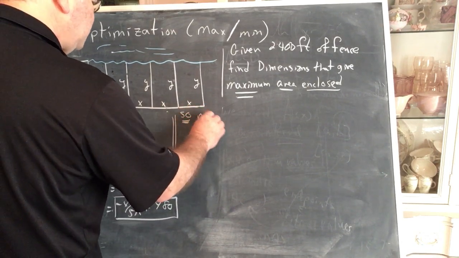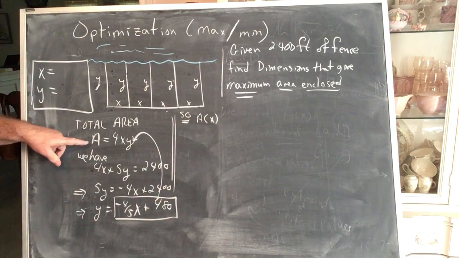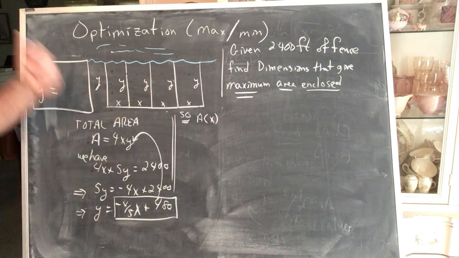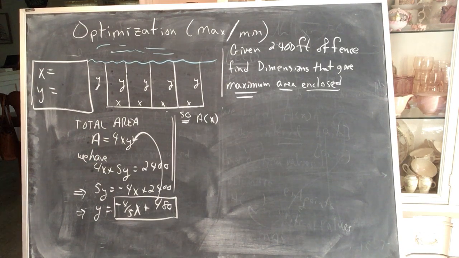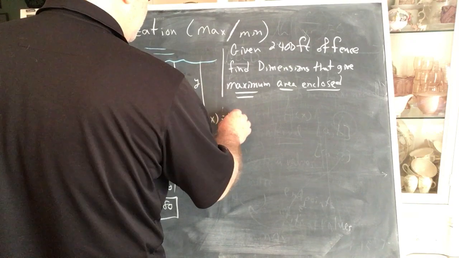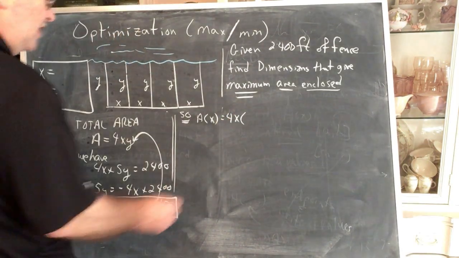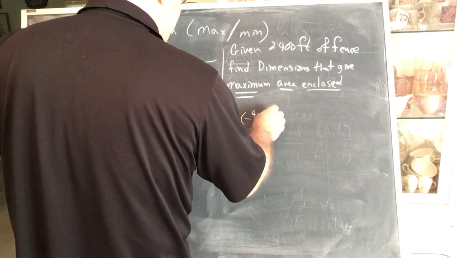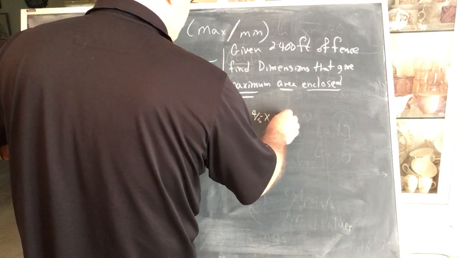So the area function, and now we may write this. Notice here I just wrote area, but this is now area of x because everything here is a single variable. This emphasizes I've achieved a single variable. This is 4x times this expression, negative 4/5 x plus 480.